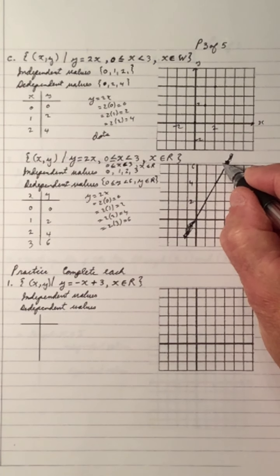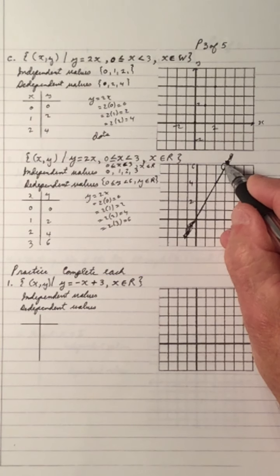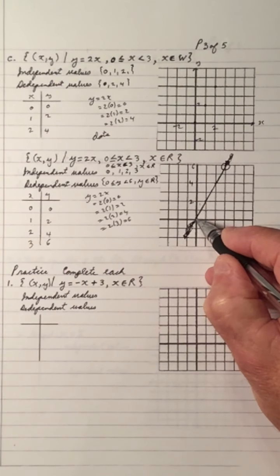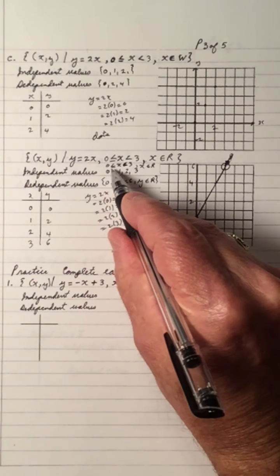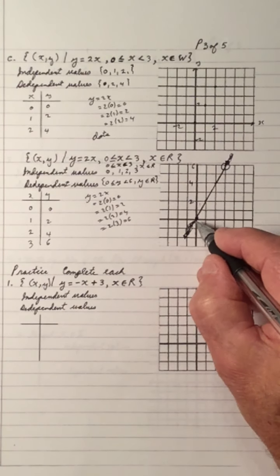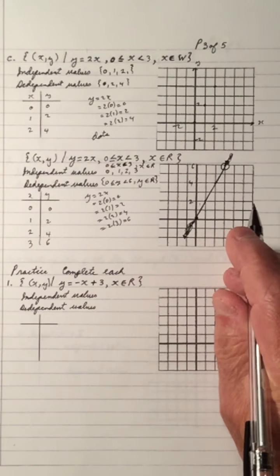And this dot right here is hollow because the 3 is not included. This dot is not included in this interval, whereas the 0, 0 is, because 0 is allowed to be used, but 3 is not. So that's a hollow dot saying it's not included. That's a solid dot saying it is included.